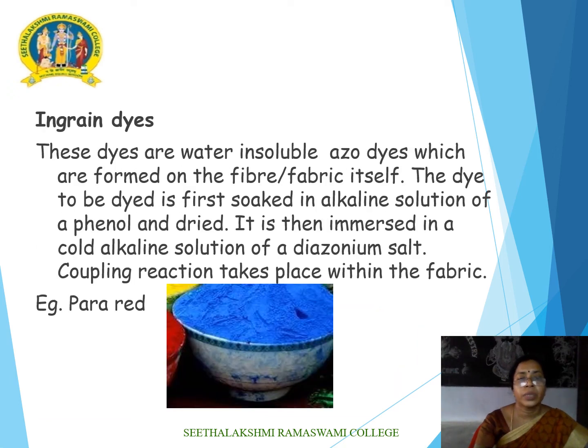Ingrain dyes. These dyes are water insoluble azo dyes which are formed on the fibers. The fabric to be dyed is first soaked in an alkaline solution of phenol and dried. It is then immersed in a cold alkaline solution of diazonium salt. Complete reaction takes place within the fabric. Example, para red.